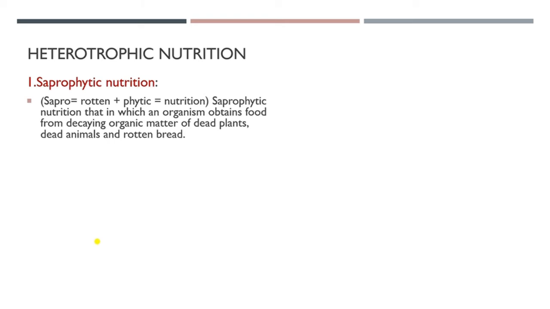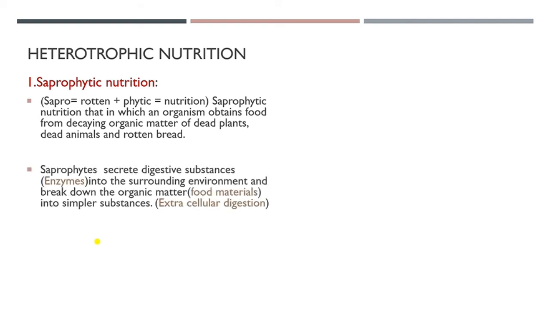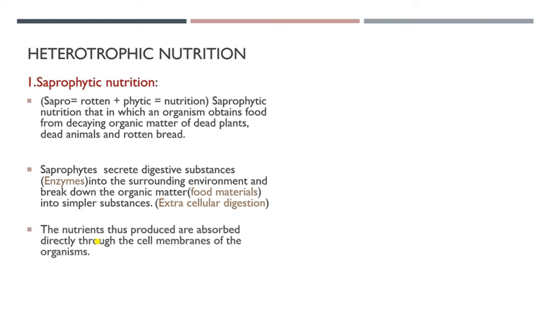Generally, saprophytes secrete digestive enzymes into the surrounding environment and break down the organic matter into simple substances. This is also called extracellular digestion. That means the food is digested outside of the body. The digested substances are absorbed directly through the cell membrane of the organisms. So the digested food substances, the nutrients, enter into the cells through the surface of the cell membrane. Fungi, bacteria, yeast and mushrooms are called saprophytes.